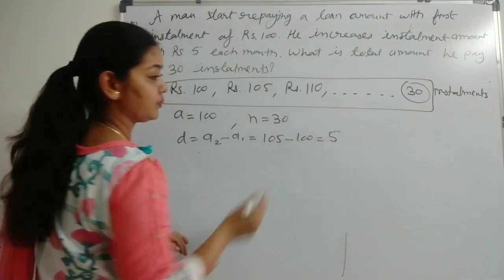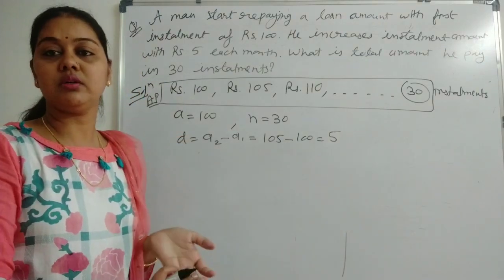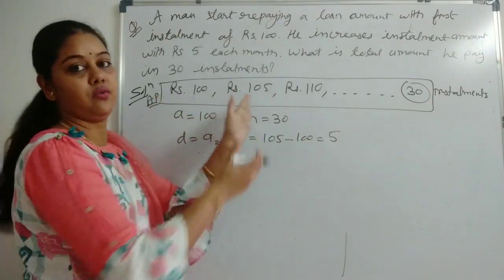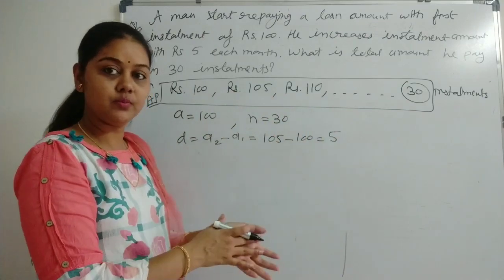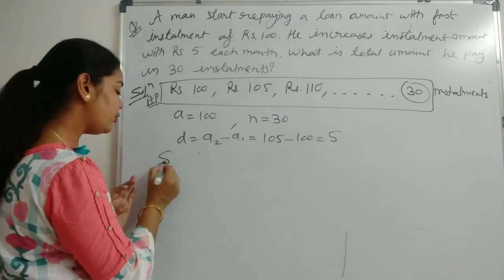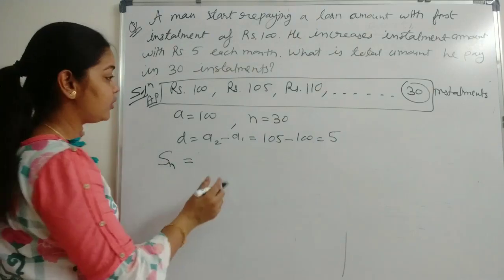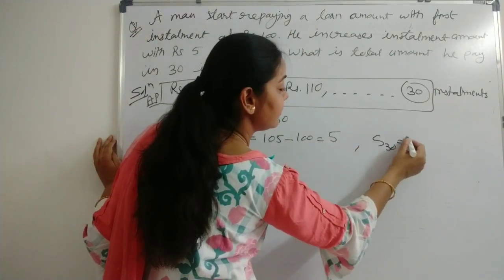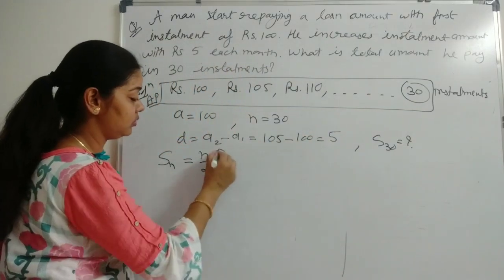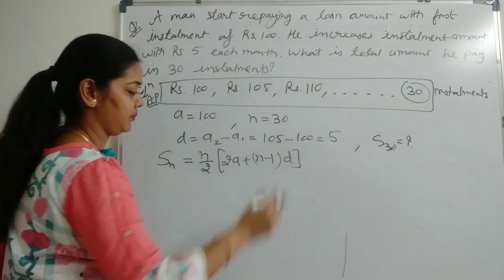What we need to do? We need to find the total amount he is paying in these 30 installments. The total amount means the sum of all these installments he is paying. It means we need to find the sum of 30 terms. It means we have to find S30. What is the formula of the sum of n terms? That is n by 2 into 2a plus n minus 1 into d. Okay?